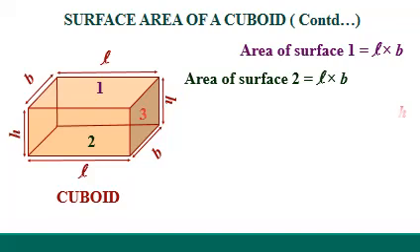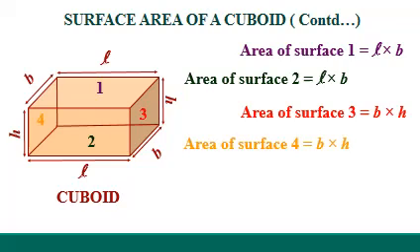Now please focus on surface 3, which is the rightmost. It has two dimensions, which are breadth and height. So the area of surface 3 is equal to breadth multiplied by height. Now the surface 4, which is the leftmost surface of a cuboid. It also has only two dimensions, breadth and height. So the area of the fourth surface is equal to breadth multiplied by height.